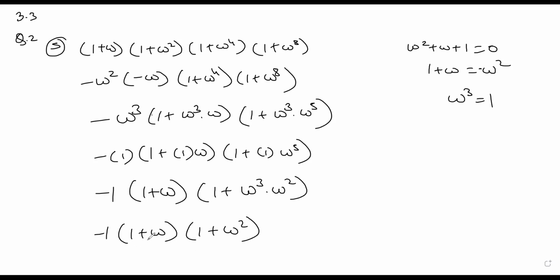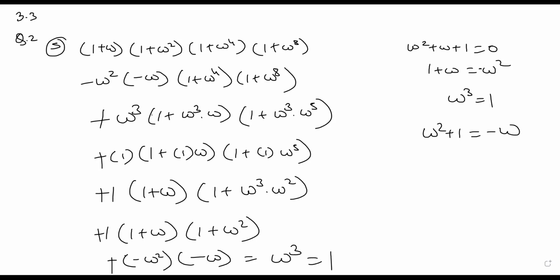Now 1 plus w is minus w square. So I will write minus into minus w square. And 1 plus w square is minus w, because w square plus 1 is also minus w. So this will become minus w. See, this is minus minus, this will become plus. This is w cube. Answer is 1.